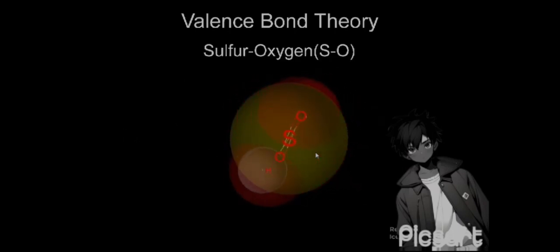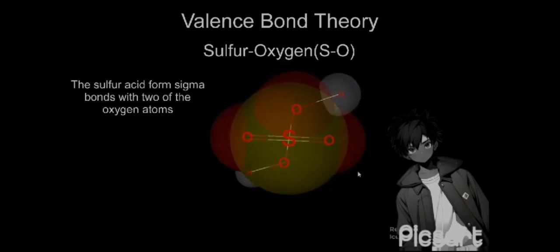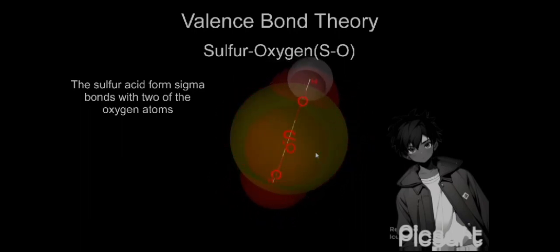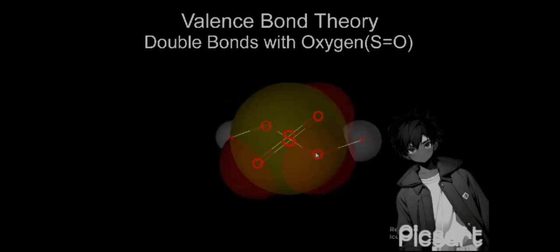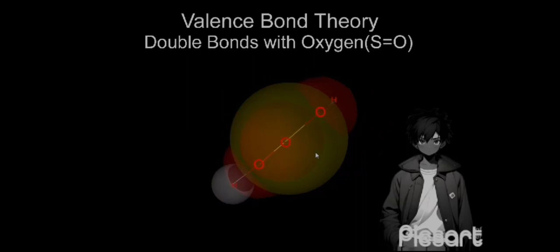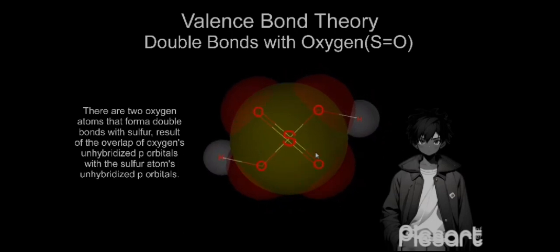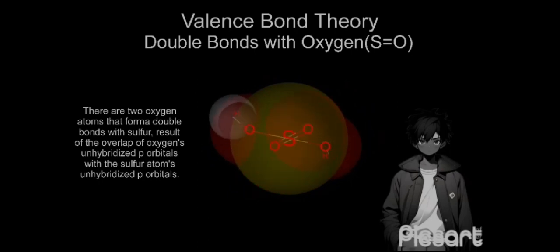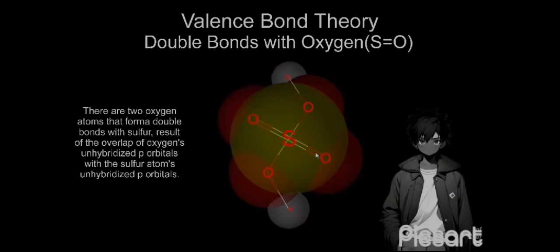Sulfur-oxygen bonds. There are also oxygen atoms in sulfuric acid. The sulfur atom forms sigma bonds with the oxygen atoms. The sulfur atom's p orbitals overlap with the oxygen atoms' p orbitals to form these sigma bonds. These sigma bonds result from the head-on overlap of the atomic orbitals. Double bonds with oxygen. In sulfuric acid, there are also 2 oxygen atoms that form double bonds with sulfur. These double bonds are the result of the overlap of the oxygen atoms' unhybridized p orbitals with the sulfur atom's p orbitals. The p-p overlap forms 2 pi bonds. This results in a total of 4 sigma bonds and 2 pi bonds in sulfuric acid.